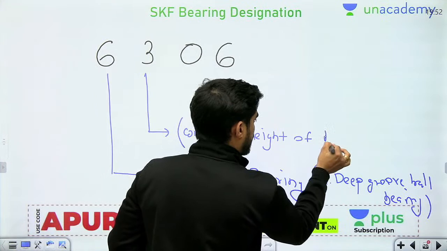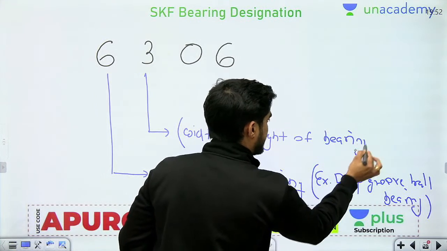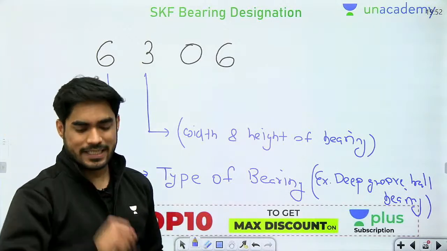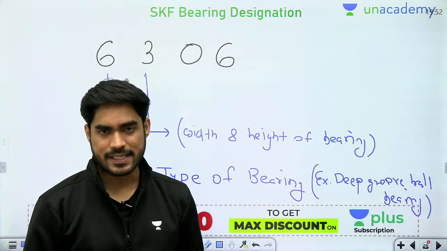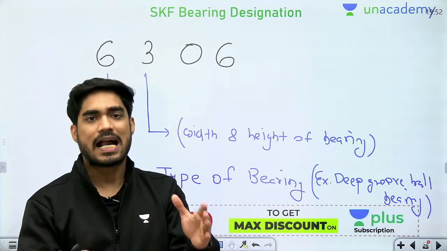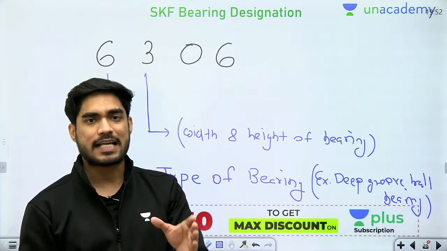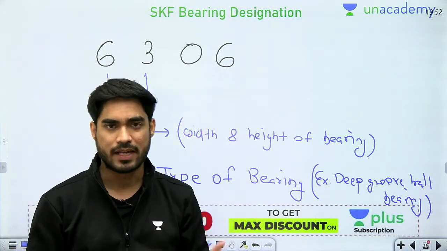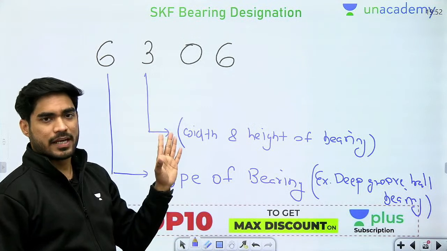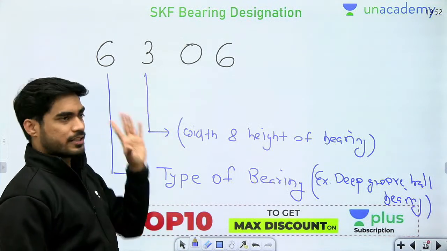Now you might be thinking, how is this one digit going to tell me the height and width of the bearing? So what we have done is we have prepared different charts of different widths and heights of bearings, depending upon the inner diameter of the bearing and this digit.